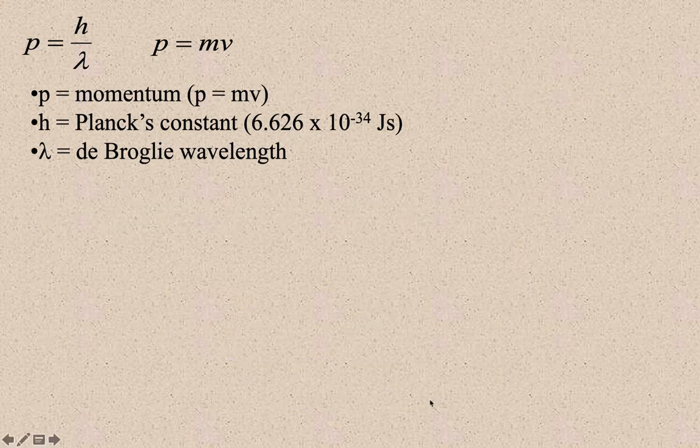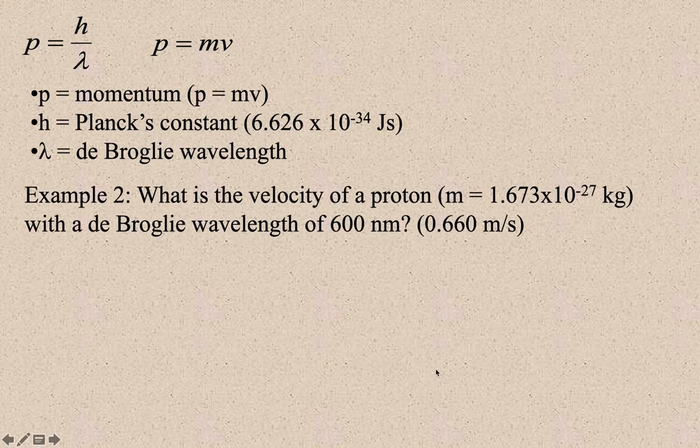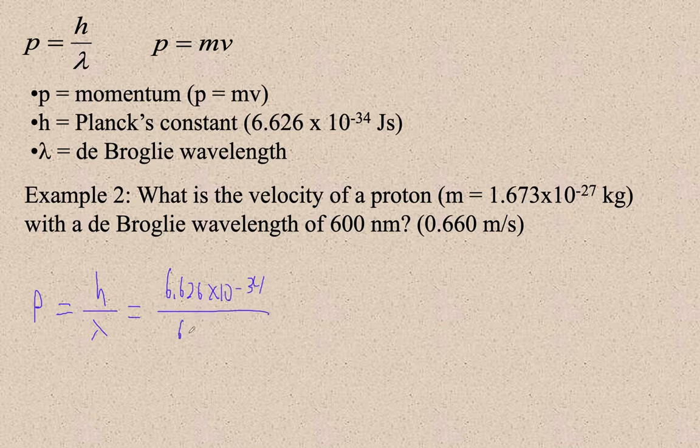So let's look at the next one here. What is the velocity of a proton with a de Broglie wavelength of 600 nanometers? All right. So let's see. We've got to calculate the velocity. I think what we'll do is we'll calculate the momentum. So momentum is Planck's constant over the wavelength, right? So it's 6.626 times 10 to the minus 34 divided by 600 nanometers.